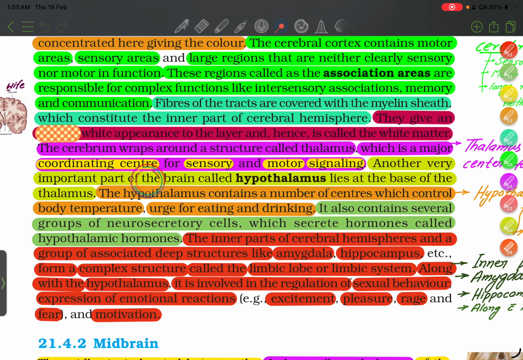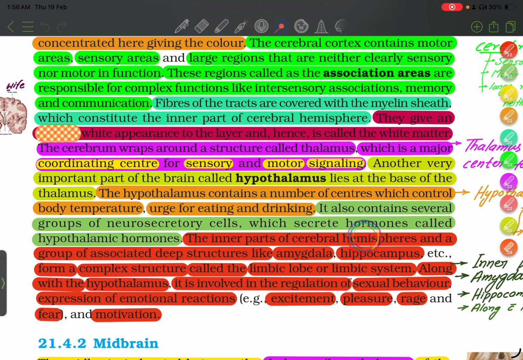Another very important part of the brain, called the hypothalamus, lies at the base of the thalamus. The hypothalamus contains a number of centers which control body temperature and the urge of eating and drinking. It also contains several groups of neurosecretory cells which secrete hormones called hypothalamic hormones.